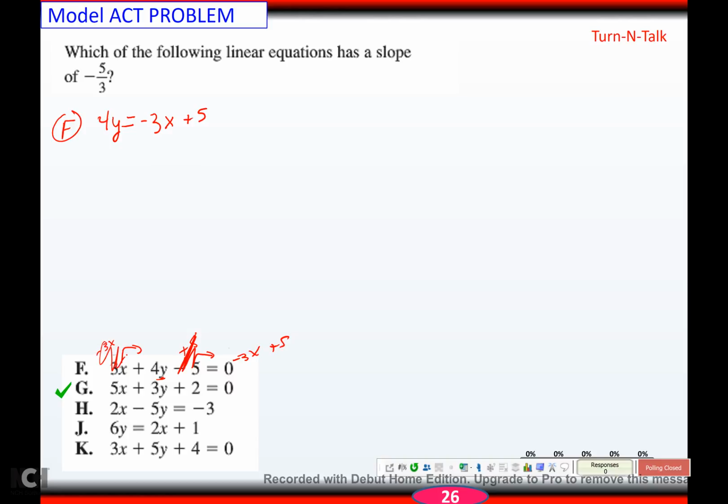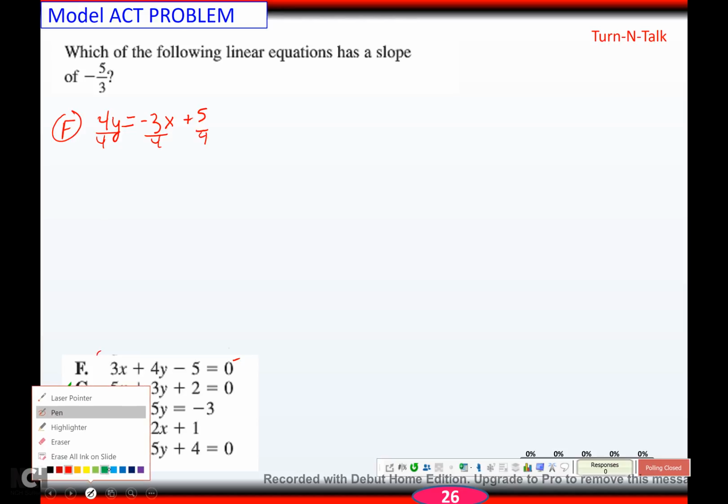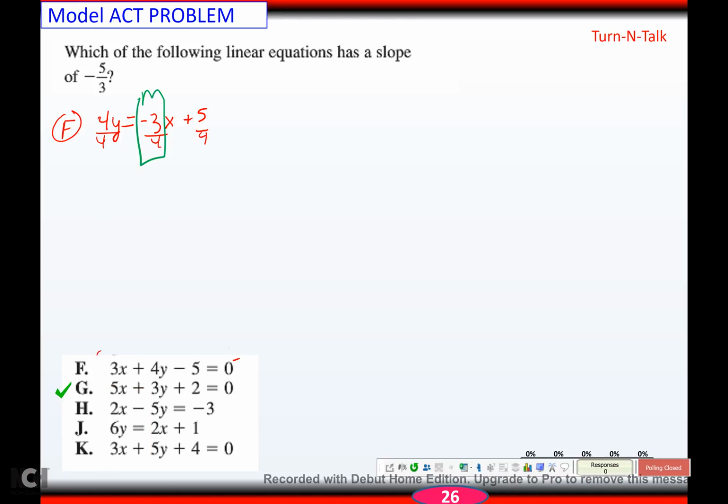So if you don't mind, I'm going to skip those steps and just move them over in my head. Because I'm just so old and have done this for so long, I just know when you move things from one side to the other, the signs change. So then, to get y alone, I divide by 4. And once y is alone, there's your slope. Well, that is not negative 5/3, so F is out.